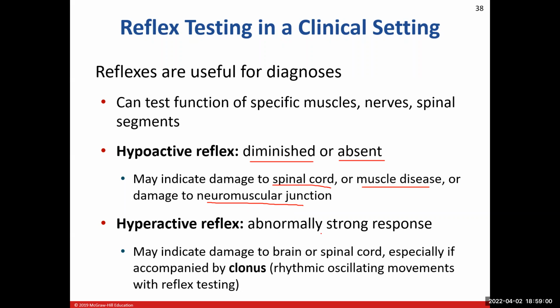Then in a situation where we notice when we do the stretch reflex that they kick their leg out really far, we're like, oh, this person has a pretty irregular or abnormally strong reflex or response here. So in this situation, we are going to think more about what we call an upper motor neuron lesion. So we'll be thinking that there's some sort of damage to the brain or the spinal cord.